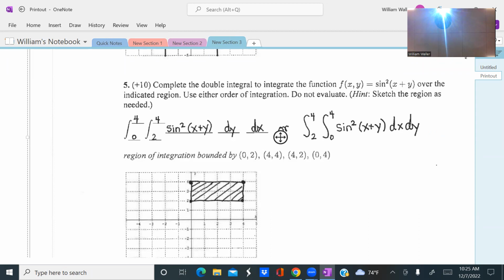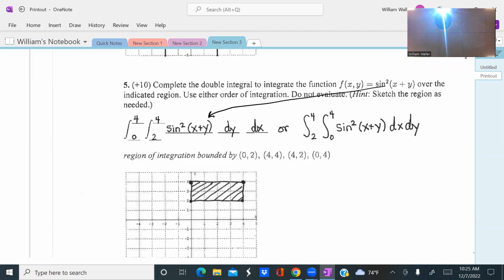integration. Now, how do we convert that to a double integral? So how do we take that region and convert it to a double integral? Look, the part of this is easy though. You're integrating this function, correct? Sine squared x plus y. So that's going to be the integrand. So you just copy that in there directly.